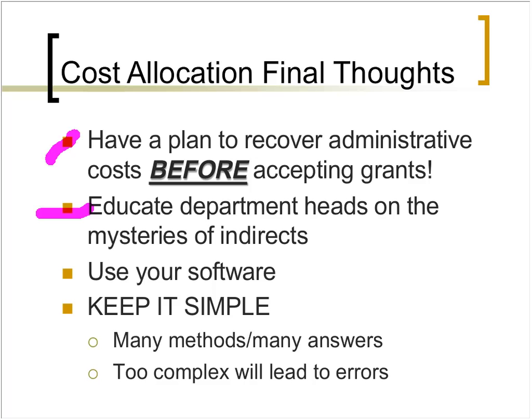An important piece in cost allocation and indirect costs is educating department heads on the mysteries of indirects. Frequently, there's nothing that causes tension more within organizations than at the end of the month when the huge cost for administrative charges comes through on a department's budget, and that particular program manager was not able to anticipate that cost. Now, instead of providing service to those that we serve, they are covering indirect costs, and frequently those program managers get very upset.